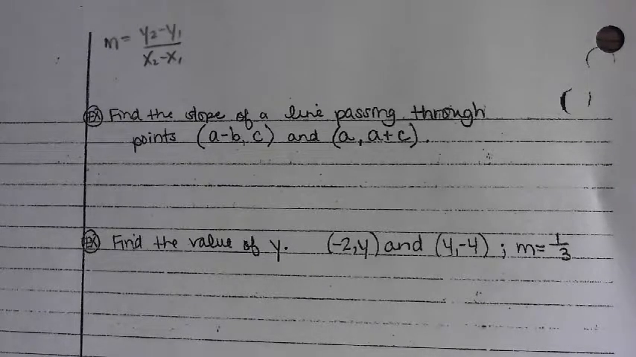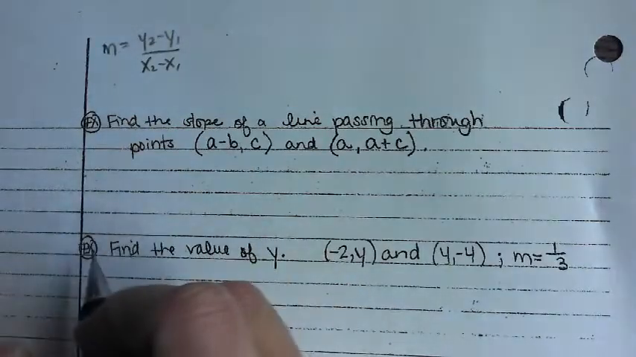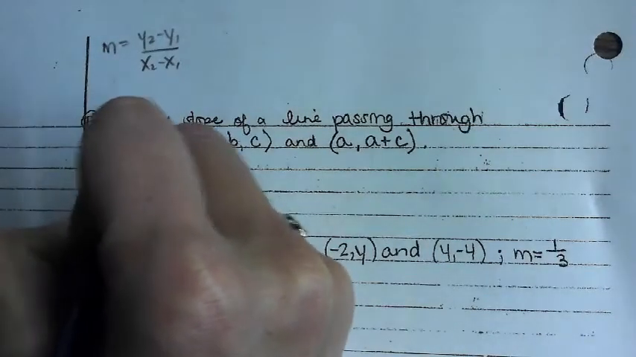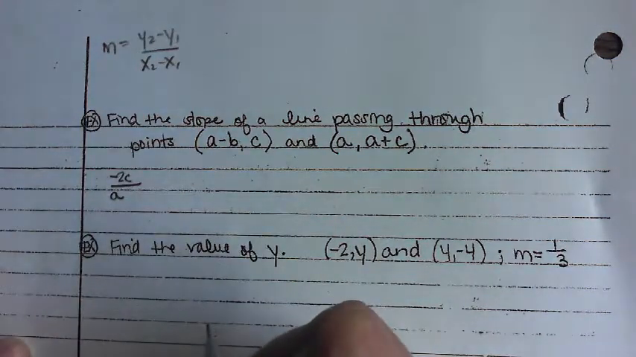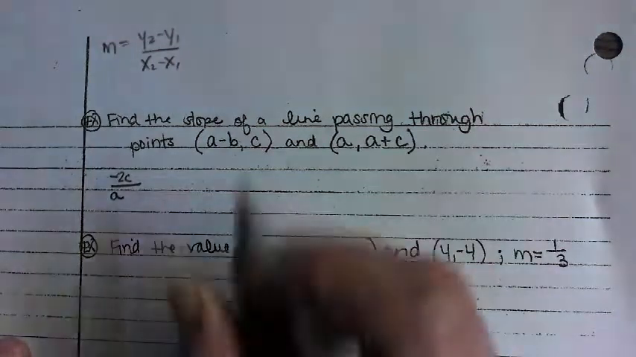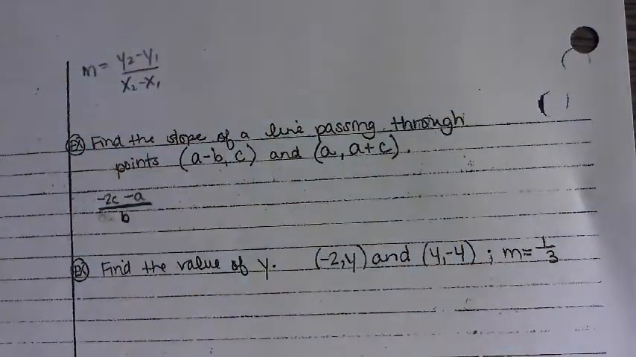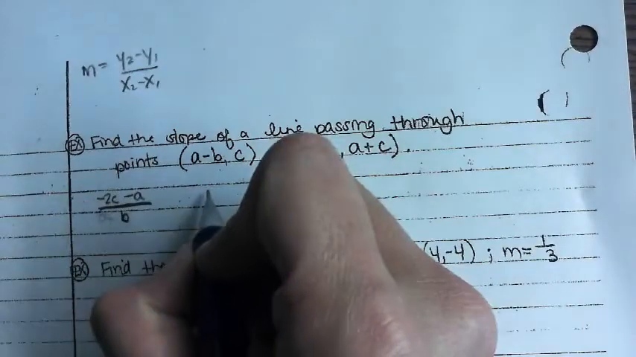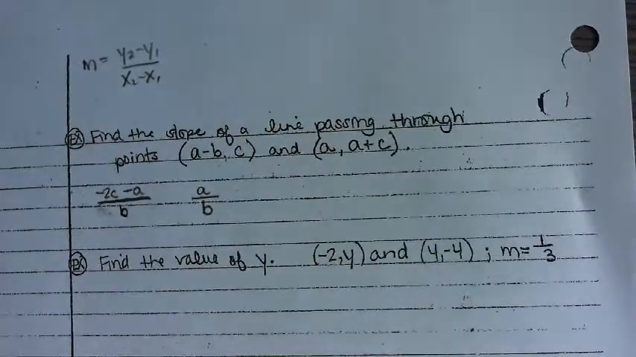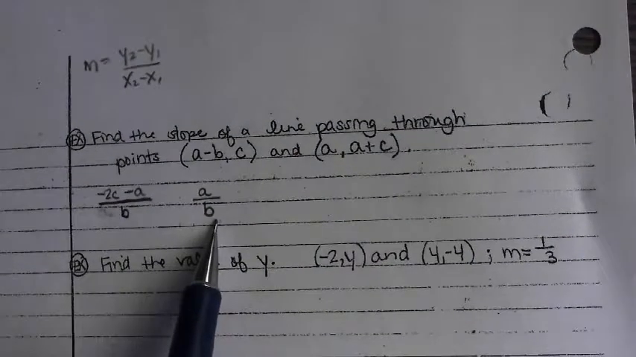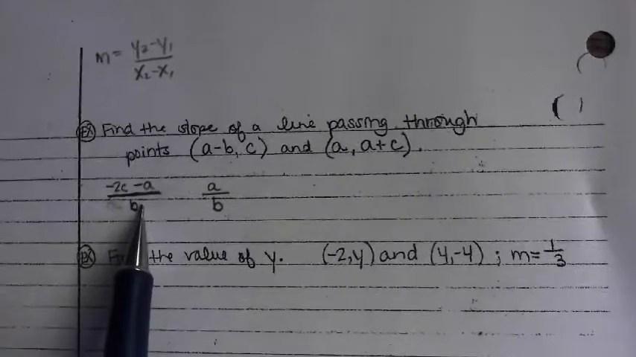Nate, what did you get? Say it one more time. Negative 2c over a... No, I got negative 2c minus... Oh, up top. Over b. Sorry. Anybody get anything different? Bailey, what'd you get? A over b. Anybody get anything different? Raise your hand if you got a over b. Raise your hand if you got negative 2c minus a over b.